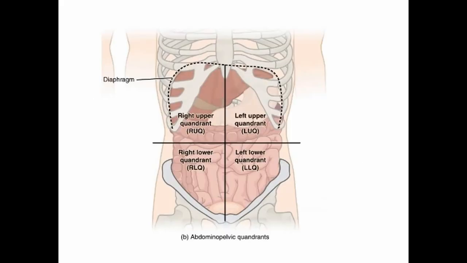As you can see in this diagram, the abdominal cavity is divided by the median line and the transumbilical plane, which divide the abdominal cavity into the right upper quadrant, left upper quadrant, right lower quadrant, and the left lower quadrant.